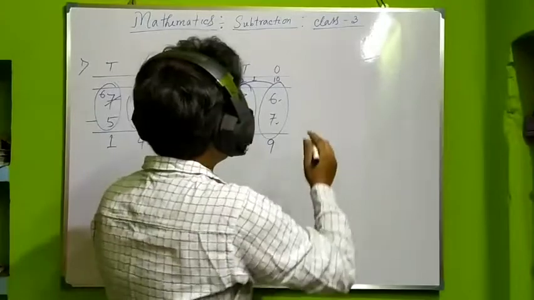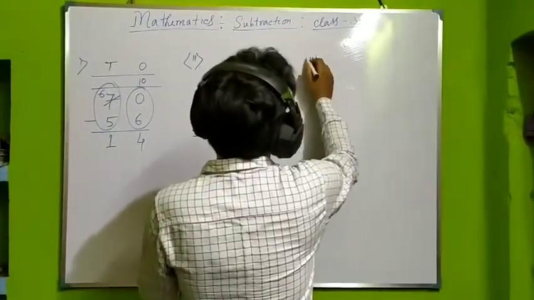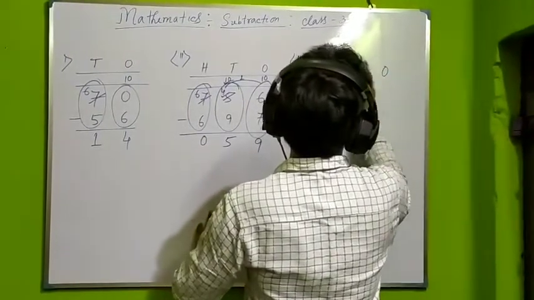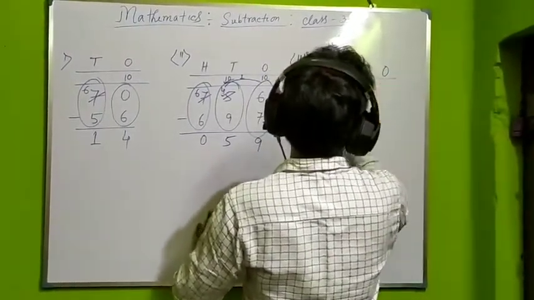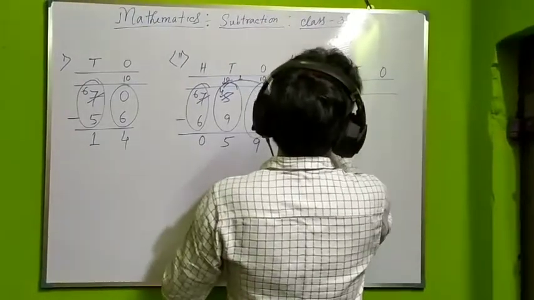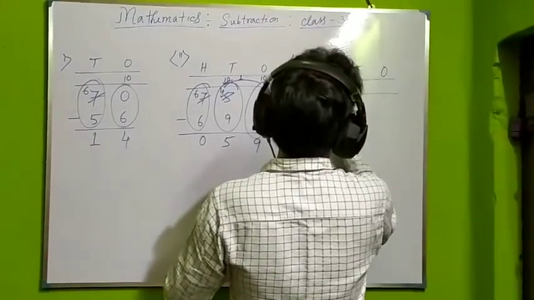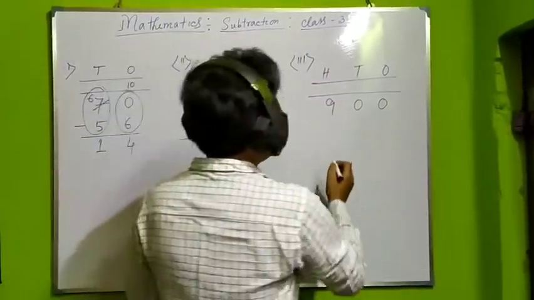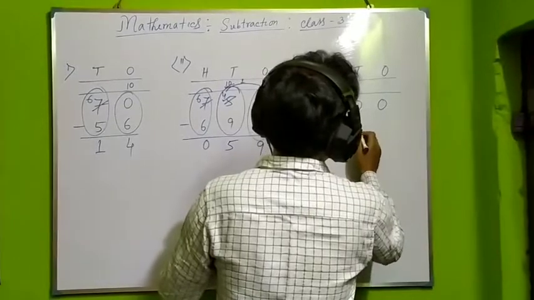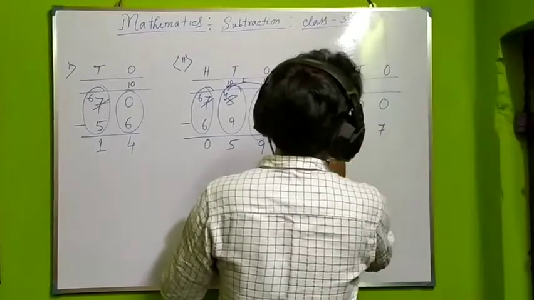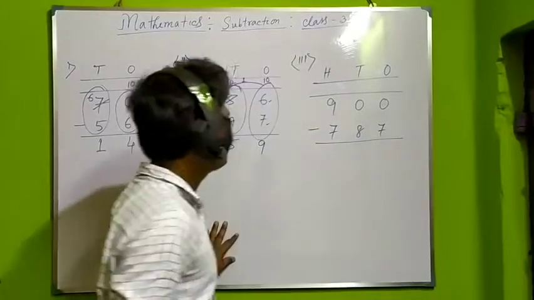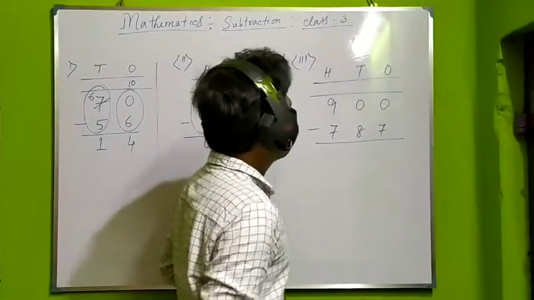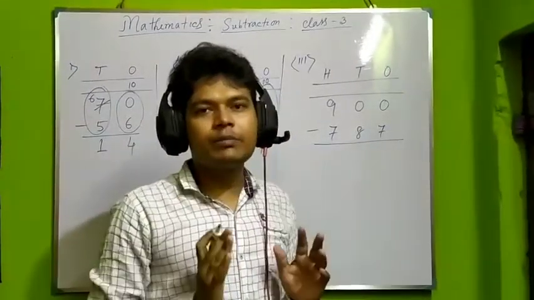Now you come to another type of subtraction when there are 2 zeros. At first you mention the places, ones, tens, 100, then you write down another number, that is 900, and we have to subtract 787 from 900. Then you give the minus sign.